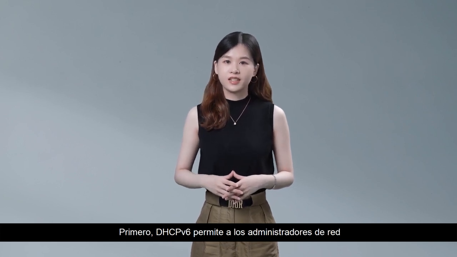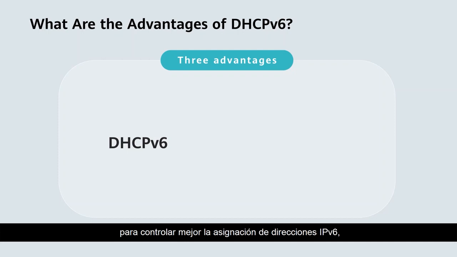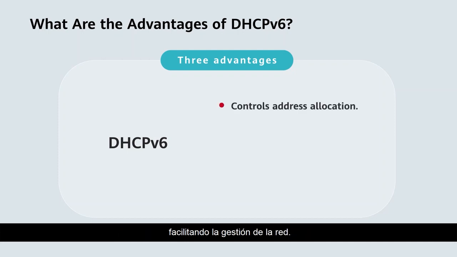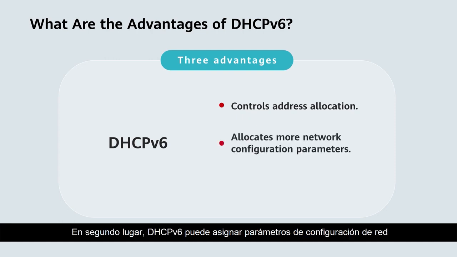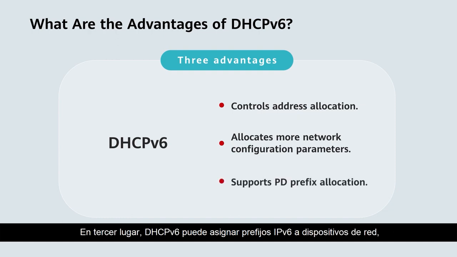First, DHCPv6 enables network administrators to better control IPv6 address allocation, facilitating network management. Second, DHCPv6 can allocate network configuration parameters such as the IPv6 address of the DNS server and support features such as ATP. Third, DHCPv6 can allocate IPv6 prefixes to network devices, facilitating network-wide automatic configuration and hierarchical management. In scenarios such as SRv6 compression, there are high requirements on IPv6 prefix planning. In this case, DHCPv6 can be used for proper planning.